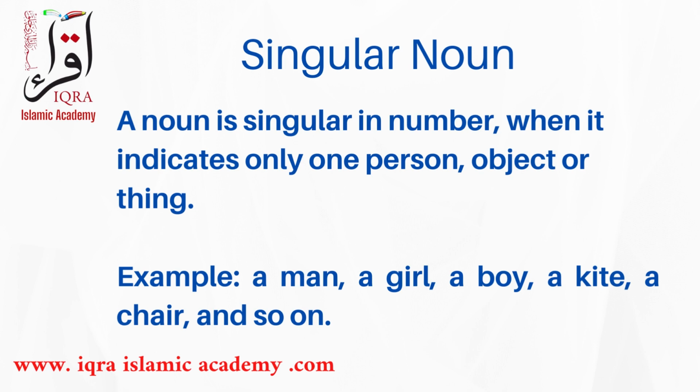Singular noun is when a noun indicates only one person, object, or thing. You can see in the example a man, a girl, a boy, a kite, a child. You can see that all these nouns are indicating only one person or thing. A man is indicating one person, a girl, a boy are indicating one person. A kite and a chair are indicating one object or one thing.